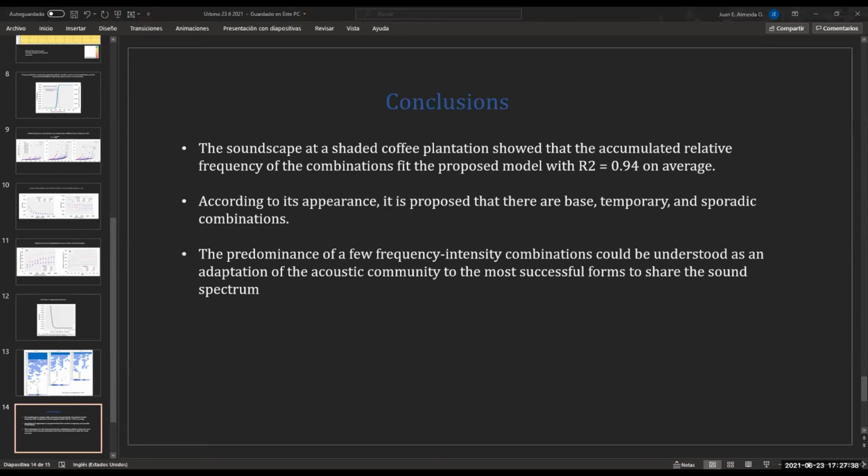Not always. In some cases, we did relate these combinations with some events in the soundscape, but not particularly with the species, because the resolution is not that high. Thank you.